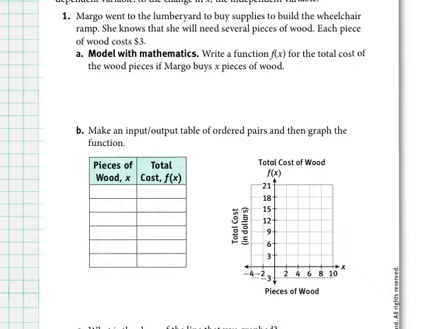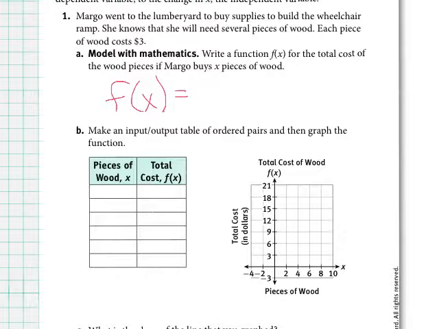It says, Margot went to the lumber yard to buy supplies to build a wheelchair ramp. She knows that she will need several pieces of wood. Each piece of wood costs $3. So it says, model with mathematics. Write a function f of x for the total cost. So f of x is going to be our total cost, equals the wood pieces if Margot buys x pieces of wood.